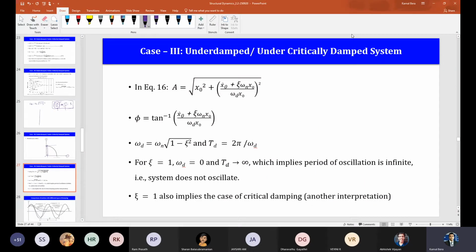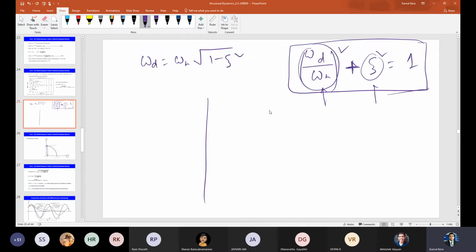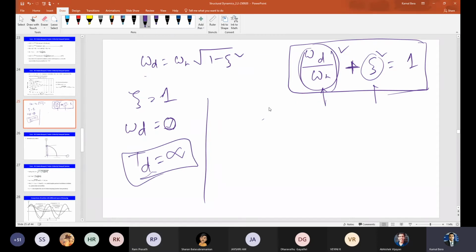Another interpretation of critical damping is this. Omega_d is omega_n times the square root of 1 minus zeta squared. So when zeta is equal to 1, what is omega_d? It is 0. What is T_d? Tending to infinity. What does this mean? The time period is infinite.